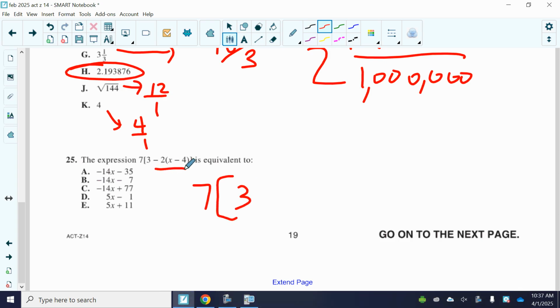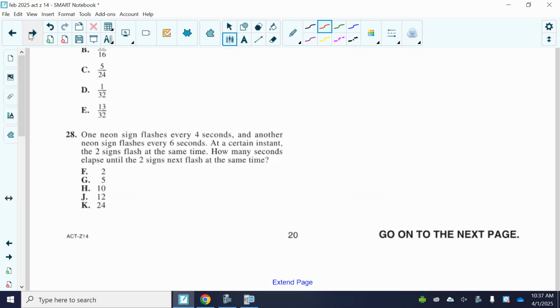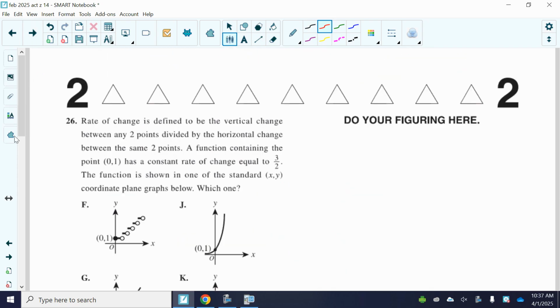This one, I can help you distribute and add like terms. So we distribute the -2. How good are you at that? Add the like terms. How good are you at that? 3 and 8 is 11. And now distribute the 7, and you get -14x plus 77. Money in the bank if your algebra is good.